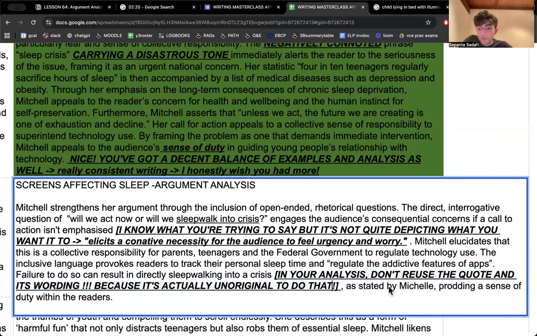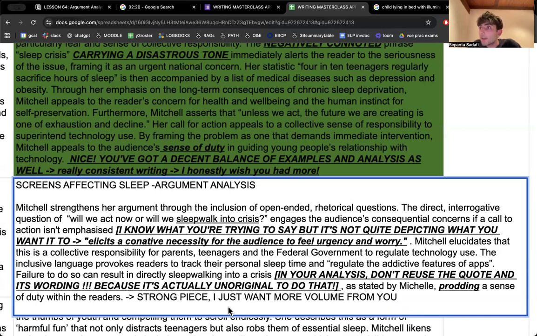Which prods a sense of duty within the reader. Not a bad word, not a bad phrasing. I love, in fact, that's strong, prodding a sense of duty. Again, strong piece. I just want more volume from you. I want more writing. I want more content.